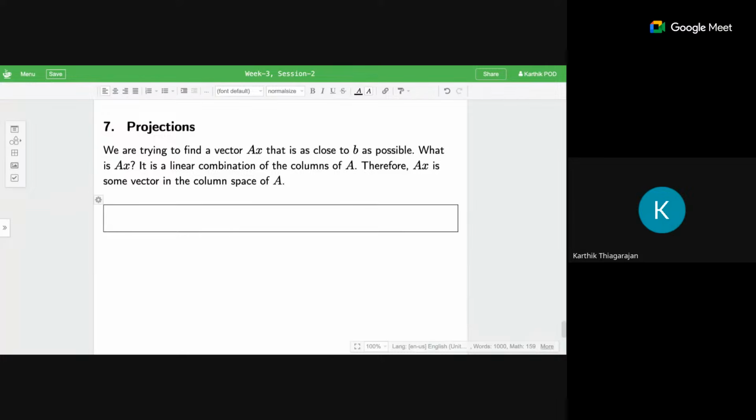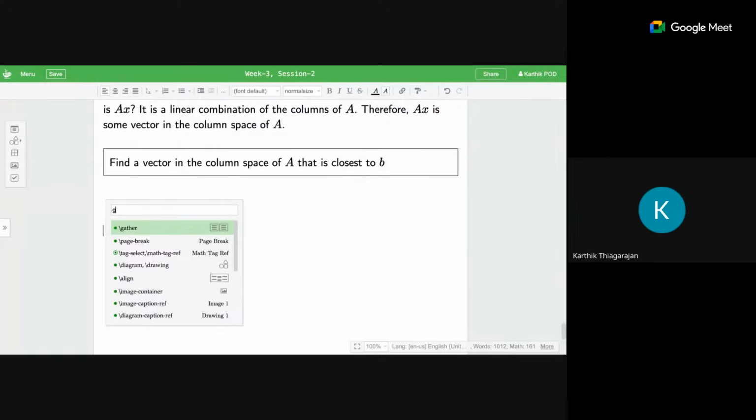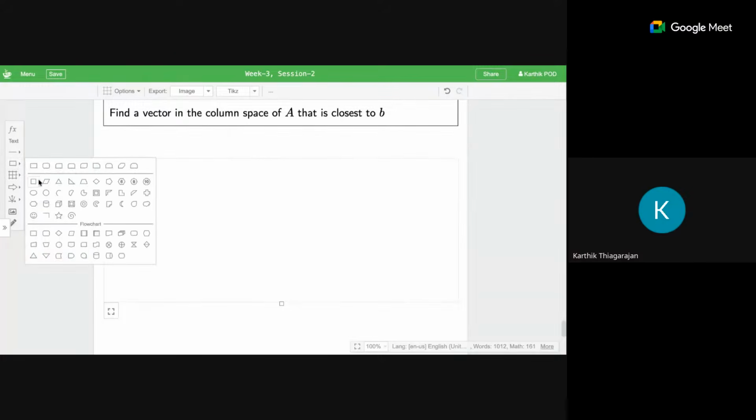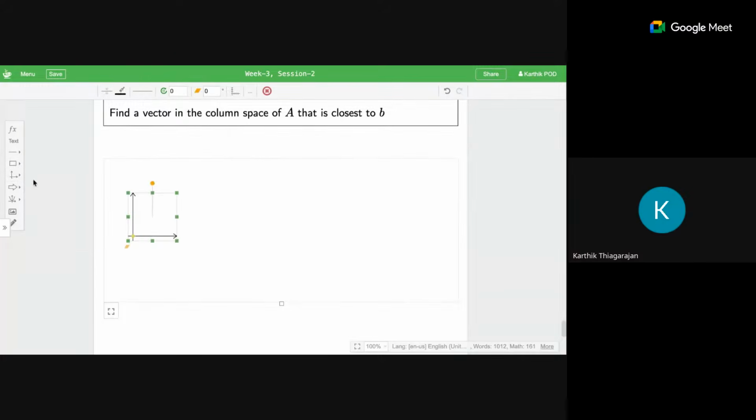So you can reframe the whole problem as the following. This is an important reframing: find a vector in the column space of A that is closest to b. Now, graphically, what will this look like? I'm going to assume something very simplified here, but it extends to higher dimensional spaces also. This is a very simple diagram, but it should be fine.